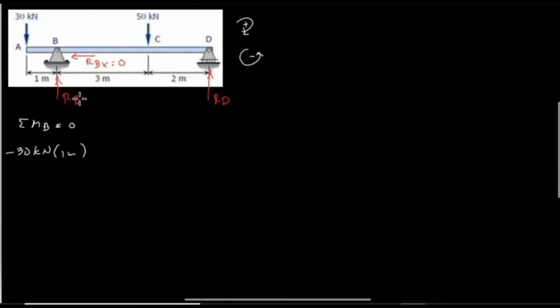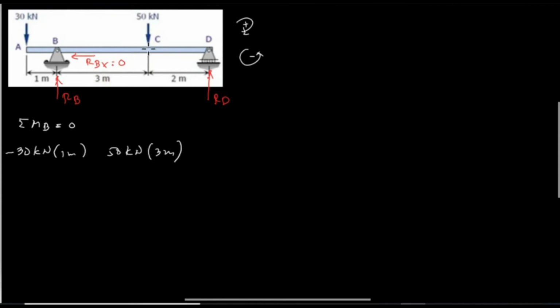Next, at point B, we have RB. As I've said, we don't have a value of distance, which is equal to 0, so RB is eliminated. And next, we go to point C, which is a load of 50 kN. And the 50 kN, we multiply with the distance from C to B, which is 3 meters.